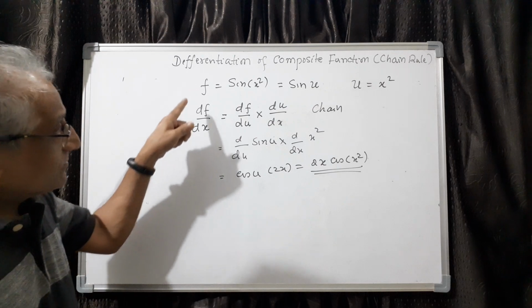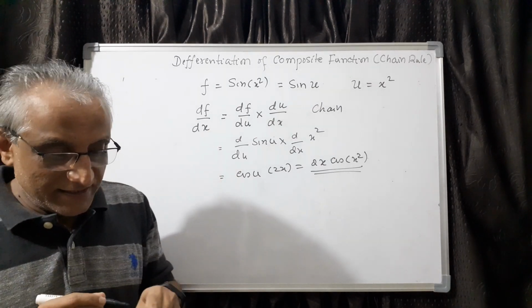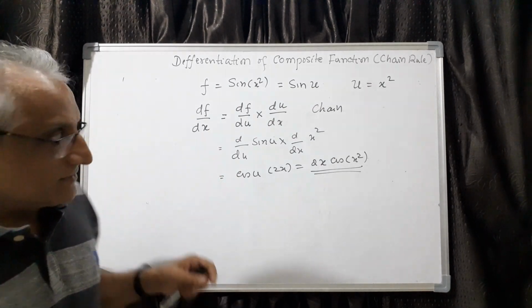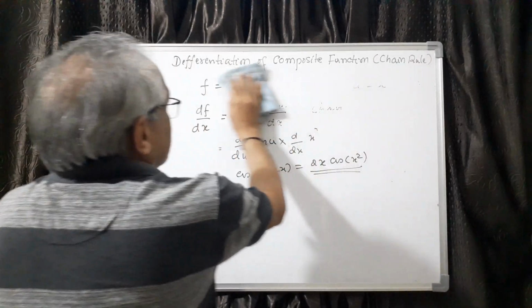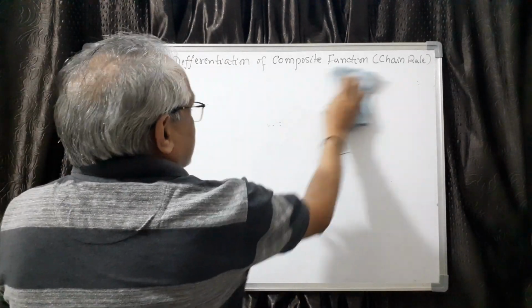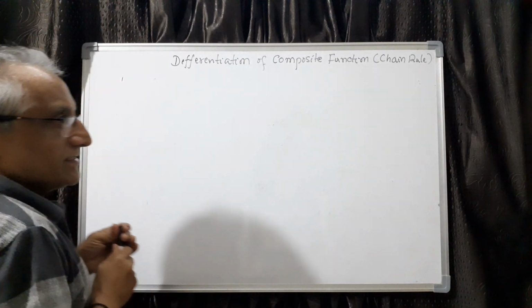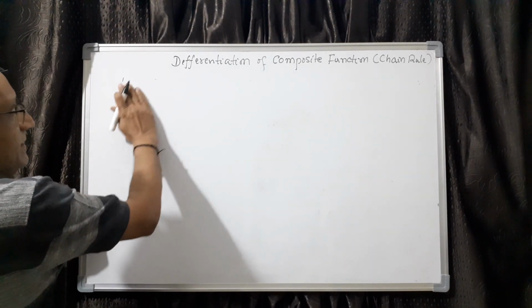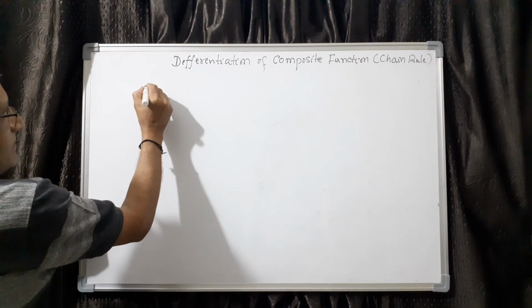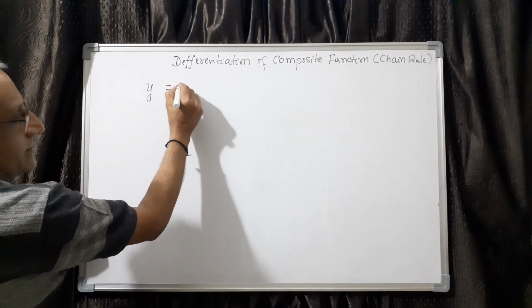Afterwards I will use this method only for finding the derivative of a composite function. Now let us work out a few questions from your exercise. Very few questions are given. So the first question is this, but before that let me take one worked out example also. The first worked out example is this one.